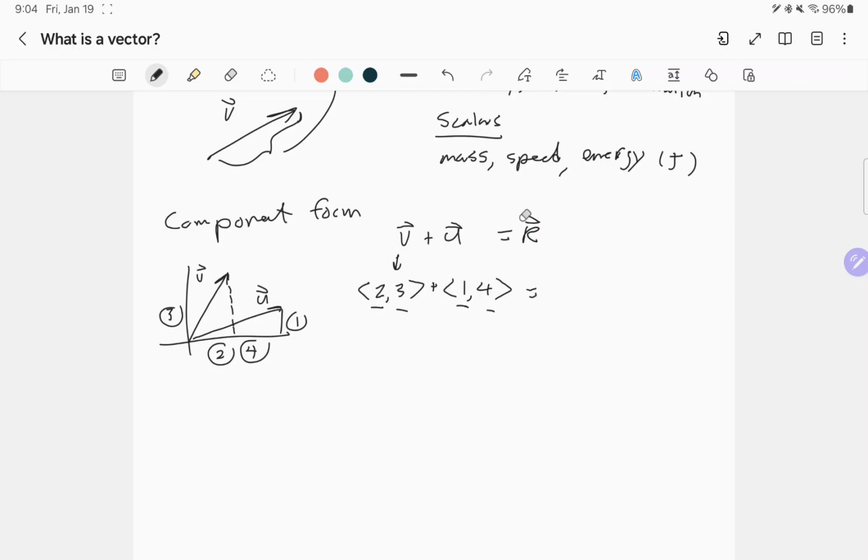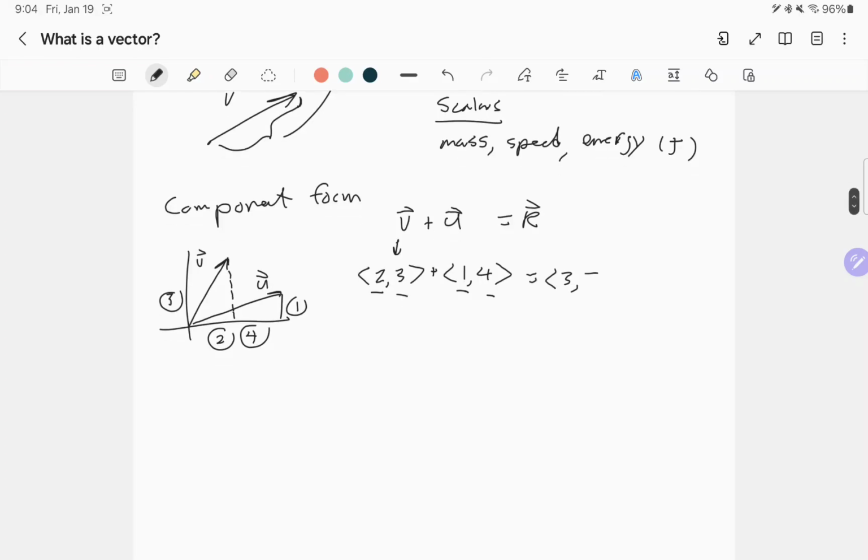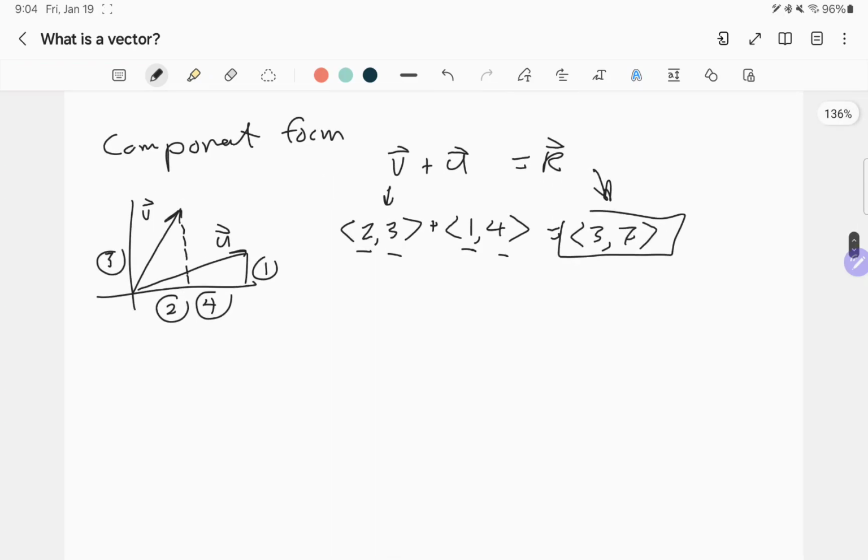So let's just say we have our resultant vector, which we will call r. The x's combined is going to be 3. The y's combined is going to be 7. So this is how we would display the resultant vector in component form. So you display the x component and you display the y component, and that just tells you that.